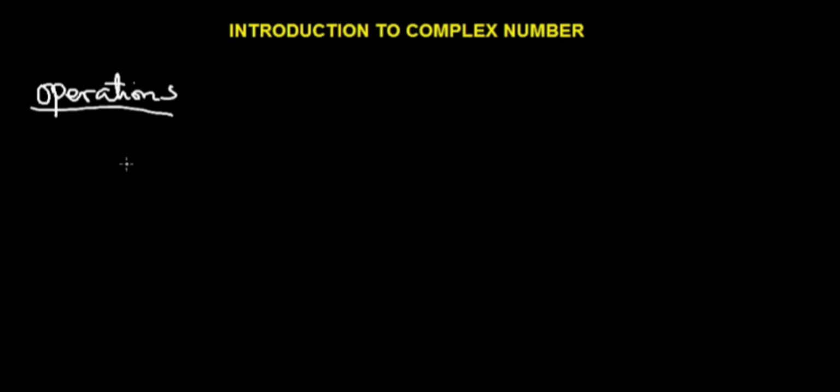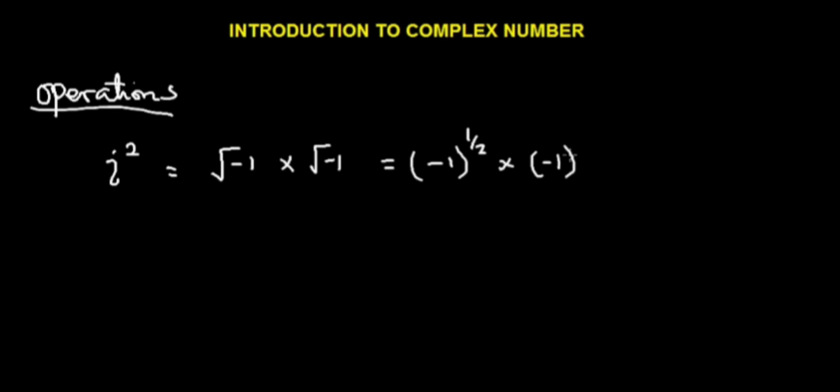Now, suppose you have i raised to power 2. Don't forget that our i is what? Our i is the root of minus 1. So this means I'll have root of minus 1 times root of minus 1. What does that mean? This means that I have minus 1 raised to power 1 over 2, times minus 1 raised to power what? 1 over 2. And with your indices knowledge, you have minus 1 raised to power 1 over 2 plus 1 over 2. And that is 1, right? So I have minus 1 raised to power 1.